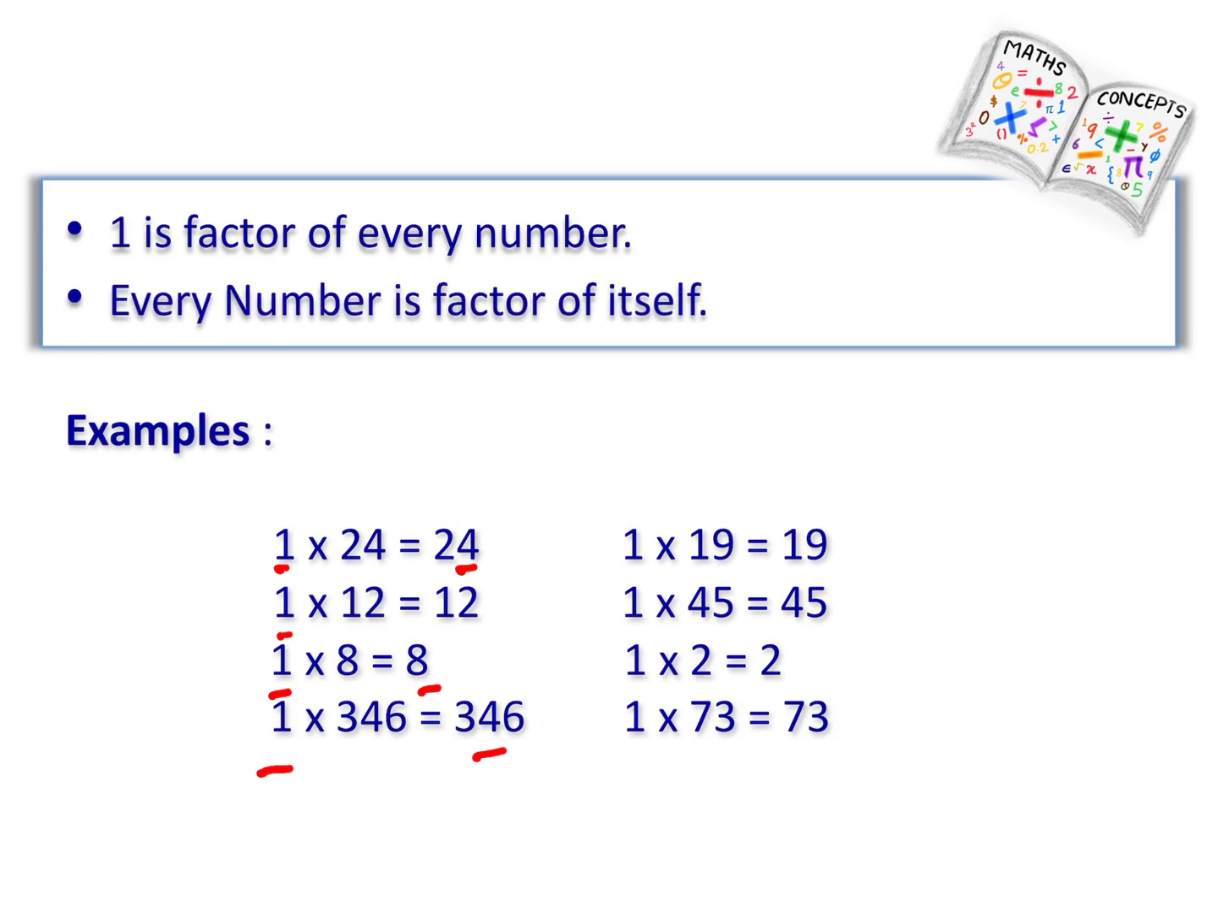Every number is a factor of itself. Yes, definitely, because we know 1 into 24 is 24, so 24 is going to be a factor of 24, 12 a factor of 12, 45 a factor of 45, 73 a factor of 73, and so on. So every number is a factor of itself, and remember that every number is also a multiple of itself.